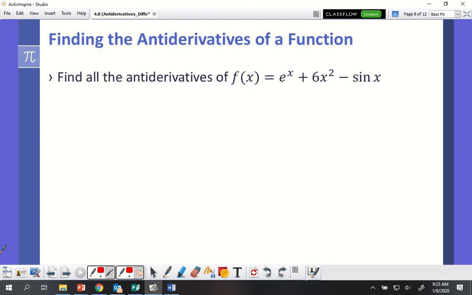Okay, yes, I'll do this one. All right. What is the derivative of e to the x? E to the x. So therefore, the antiderivative would be? E to the x. Thank you.